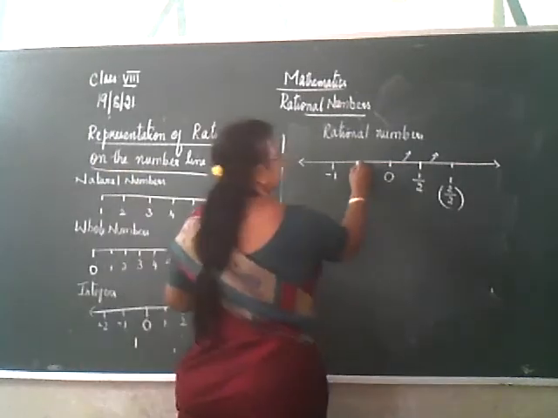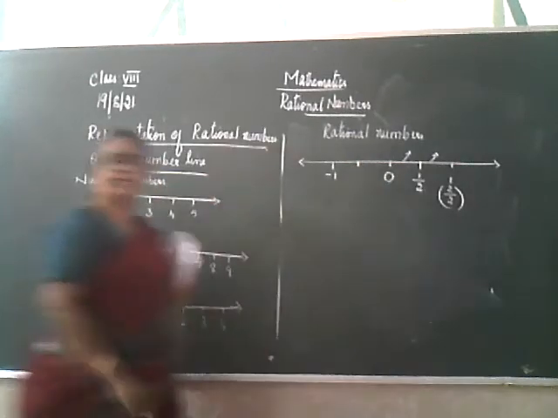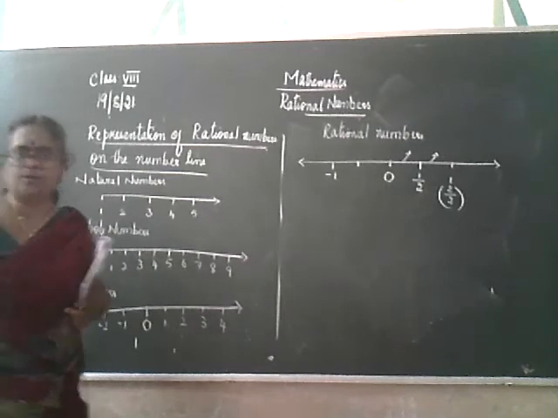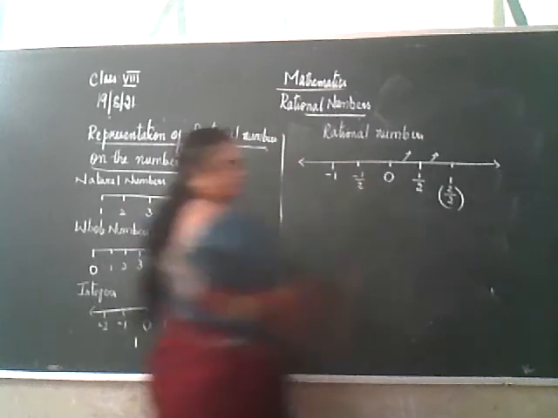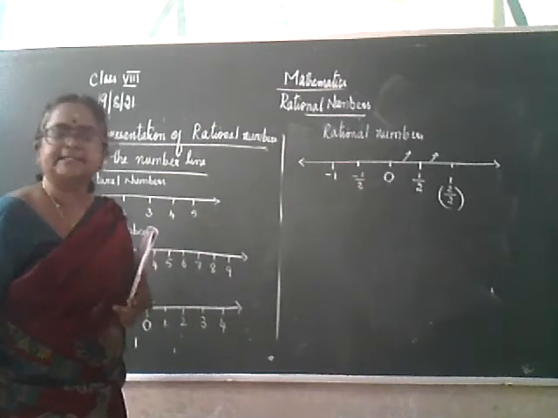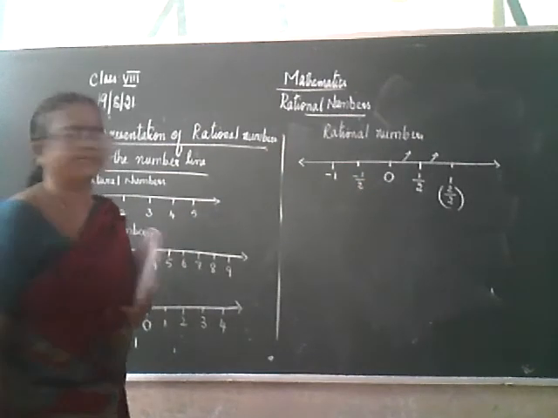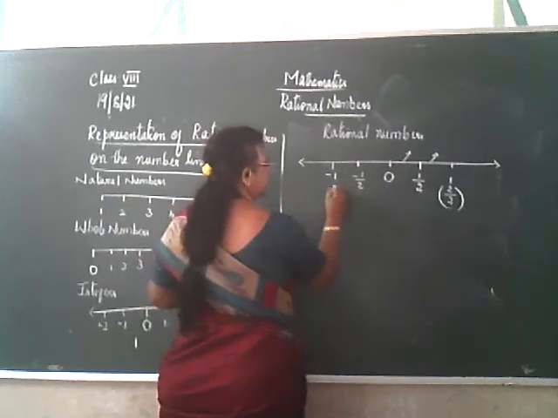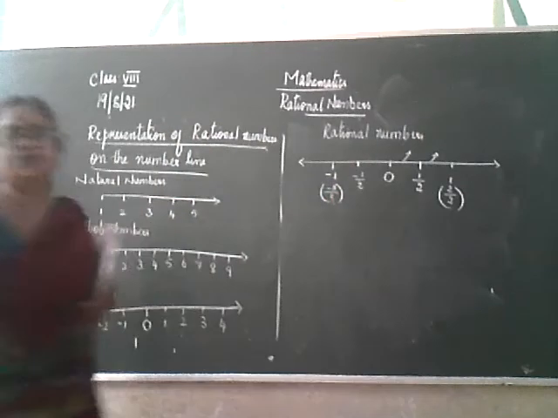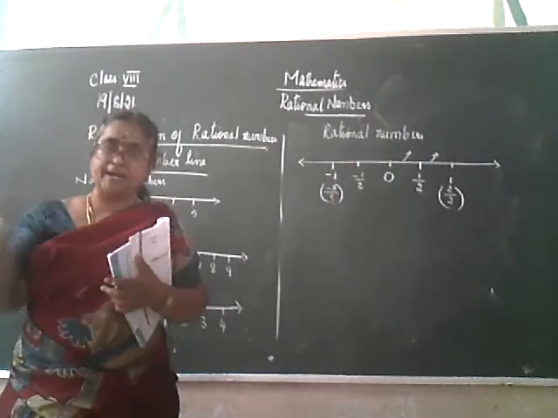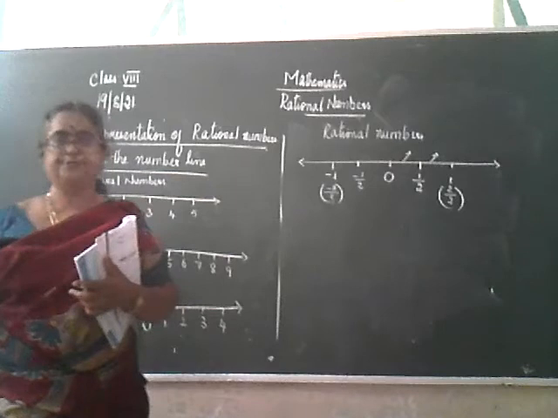Similarly, you divide this side also into 2 equal parts. Okay? So here you will get -1 by 2, because towards the left of 0, all are negative. Then this is -2 by 2, which is equal to -1. So if you divide into 2 parts equally, you can write 1 by 2.